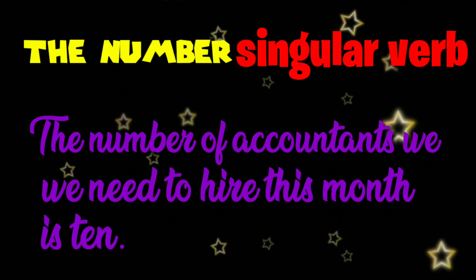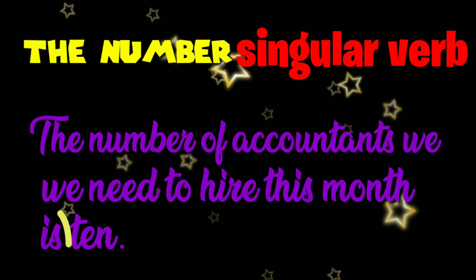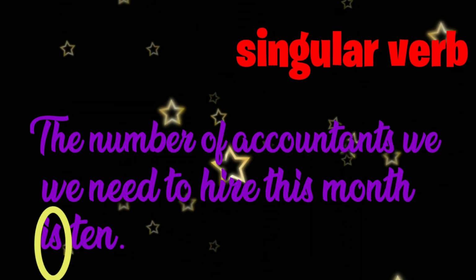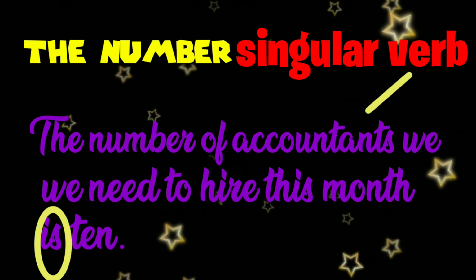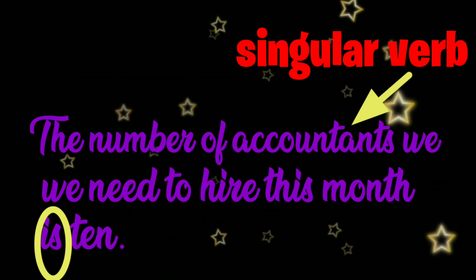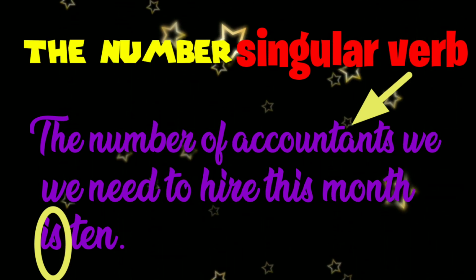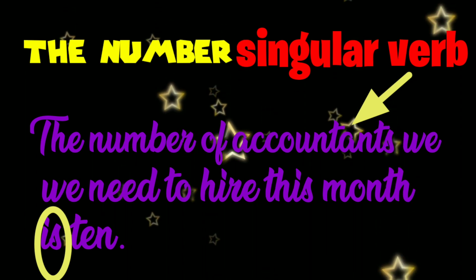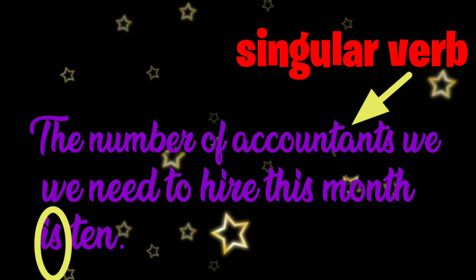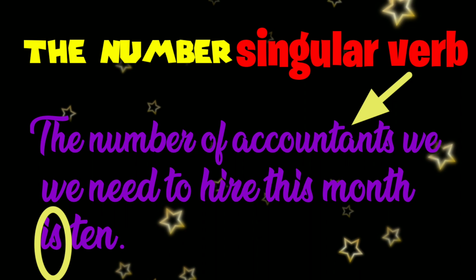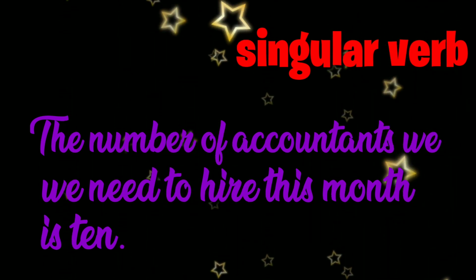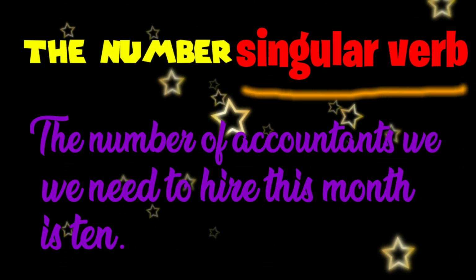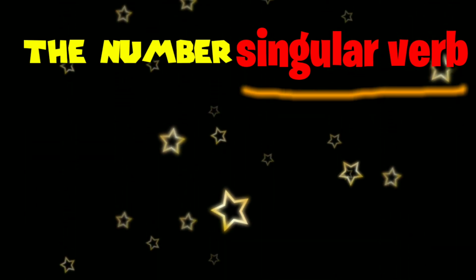In this statement, the singular form of the verb is being used regardless of the quantity or number of the subject, accountants. Never mind whether the subject is singular or plural, because our focus here is the rule that once we use the phrase, the number, it should always be followed by a singular form of the verb. Let us have another example.